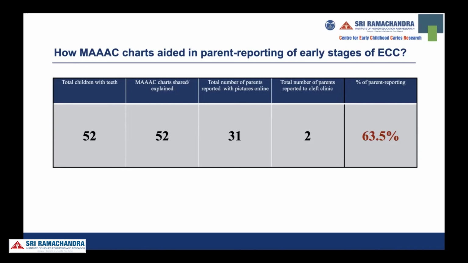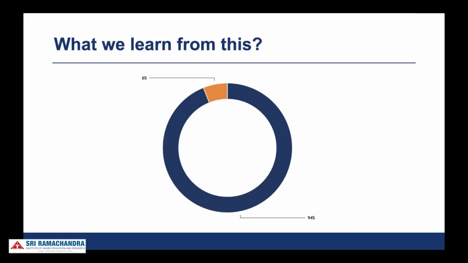Now, what we observed after sharing this MAAAC chart is that we found that there were almost 63.5% of parents diagnosing and reporting to us with early signs of early childhood caries. Now, among the 63.5%, we have 6% reporting, like I said earlier in the slide, to the cleft clinic, and the 94% uses WhatsApp to report back to us.